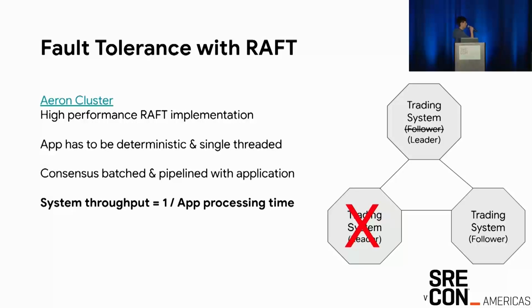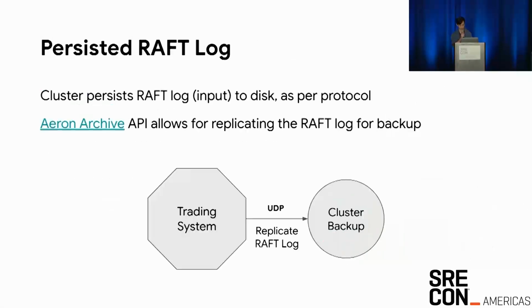So at FairX, we use a high-performance RAFT implementation called Aeron Cluster. With Aeron Cluster, the consensus is going to be batched and pipelined with our application. So effectively, the entire system throughput is going to scale inversely with the application processing time. As per the RAFT protocol, we have to persist our RAFT log. And Aeron Archive provides an API for us to replicate this RAFT log downstream for backup.